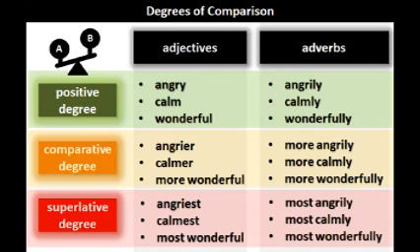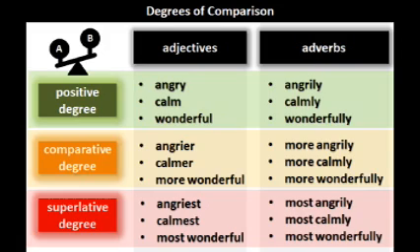In positive degree, Tom is a tall boy. In this sentence, the word tall is an adjective telling us how Tom is. There is no other person or thing in this sentence used to compare Tom with. This is called a positive degree. Comparative degree. Tom is taller than his sister. In this sentence, the word taller is an adjective used to compare the tallness of these two persons. This comparison is called comparative degree.